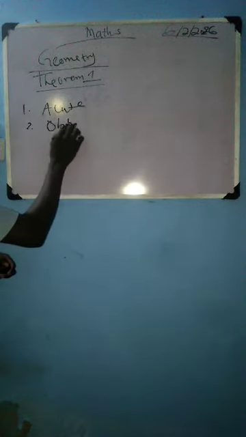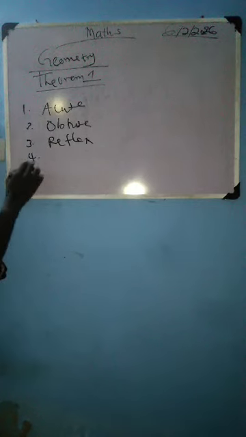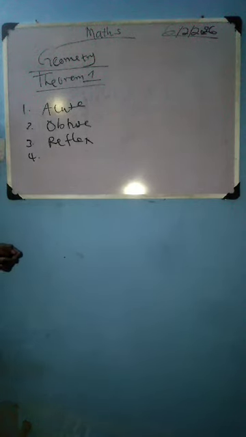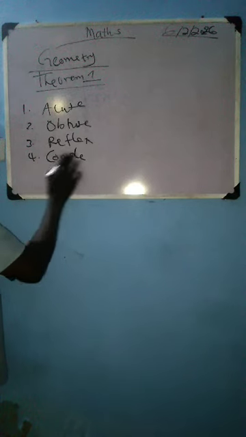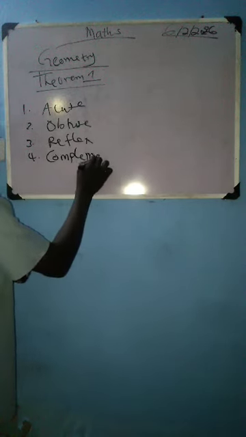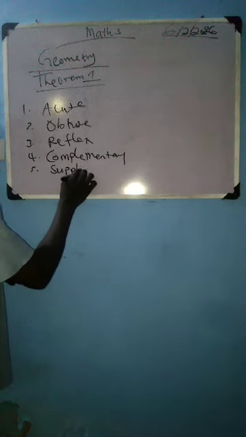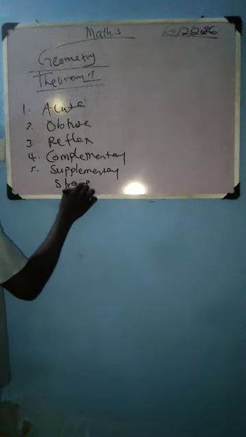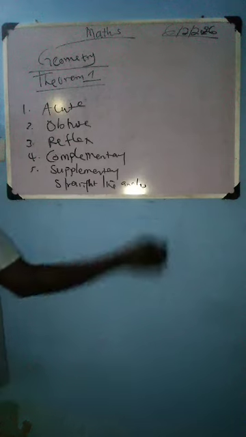One, we have the acute angles. Two, we have the obtuse angle. Three, we have the reflex angle. Four, we look at complementary angles. Five, we have supplementary angles. We have straight line angles as well, and so on and so forth.